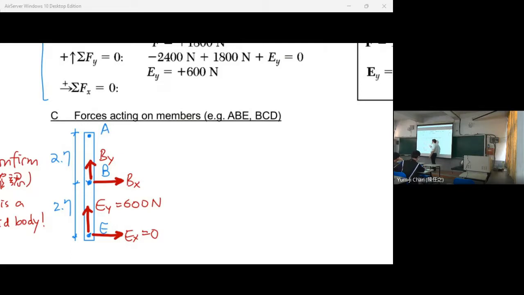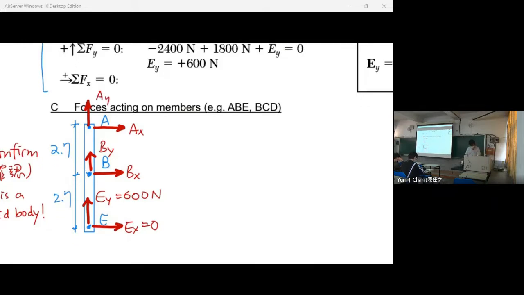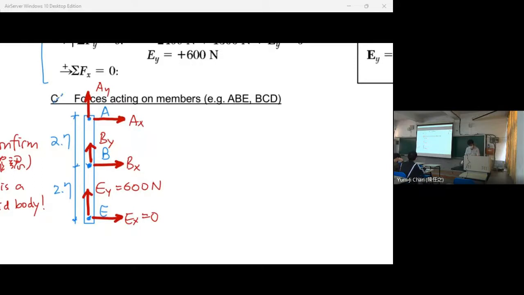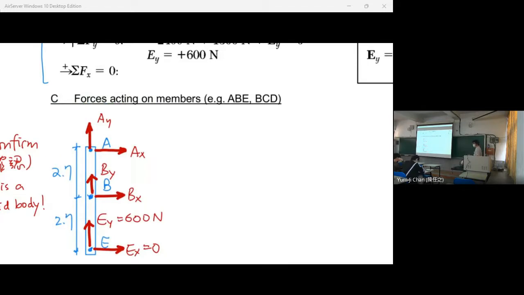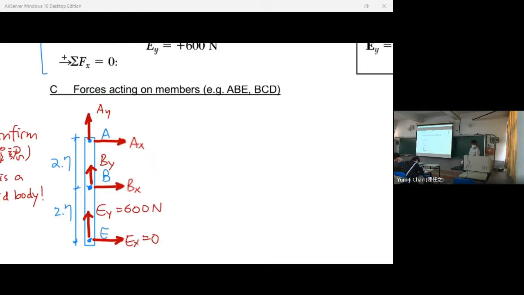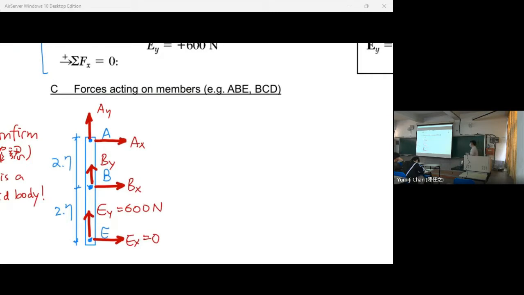Now we go to point A. For point A, we also have a pin joint here, so we do the same thing. So we have AX and AY. So what I have done here, sorry. So we have AX and AY.